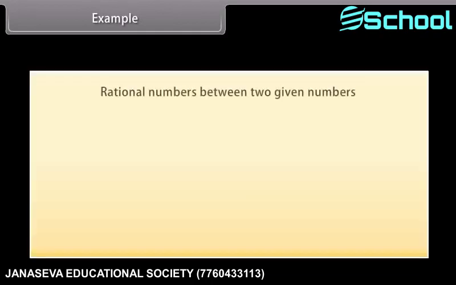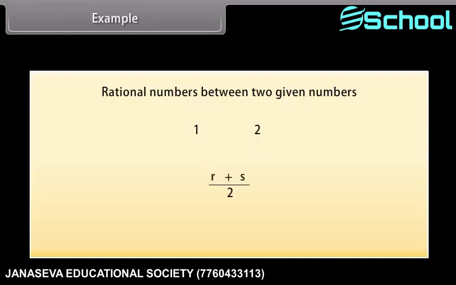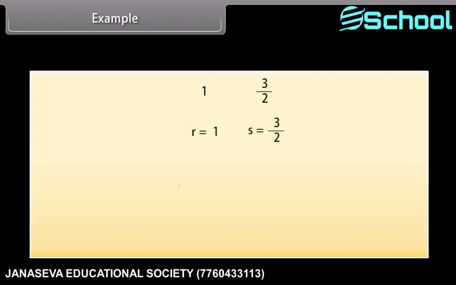Example. Let's now learn how to find rational numbers between two given numbers. The given numbers here are 1 and 2. Say, 1 is R and 2 is S. To find the rational number between R and S, we have to add R and S and divide the sum by 2. So, we get 1 plus 2 is equal to 3 by 2. Therefore, the rational number between 1 and 2 is 3 by 2. Similarly, the rational number between 1 and 3 by 2 is 5 by 4.